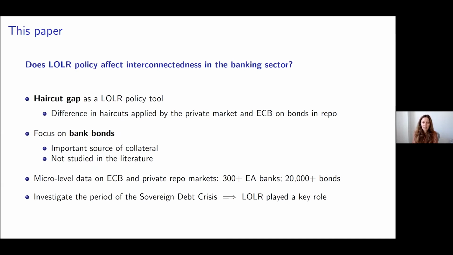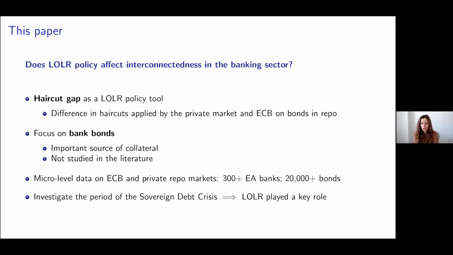And we're going to go around answering this question by looking into a measure of a haircut gap. And we're going to be thinking of the haircut gap as a lender of last resort policy tool. I'm going to explain the haircut gap in great detail in just a couple of slides, but let me tell you right now that you can think of it as a difference in haircuts applied by the private market and by the central bank on repo operations on bonds that are being pledged.